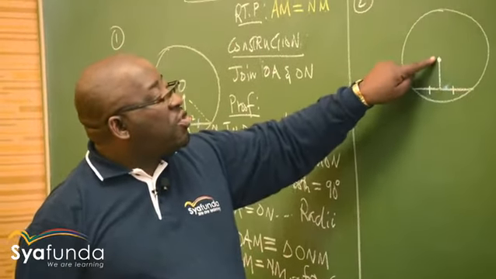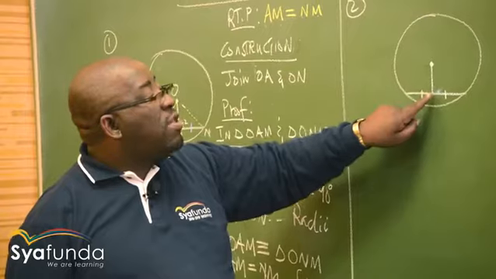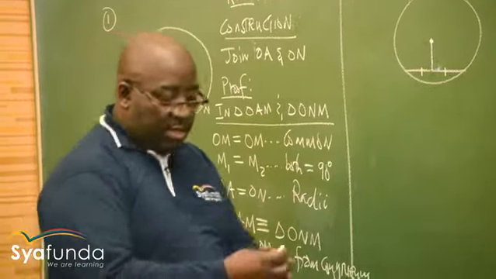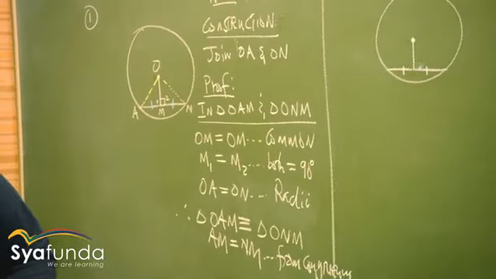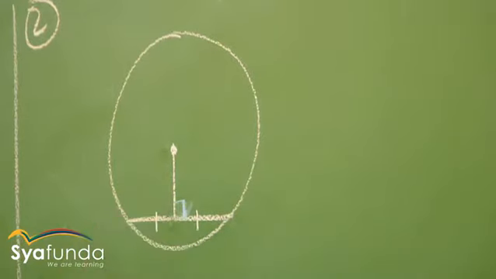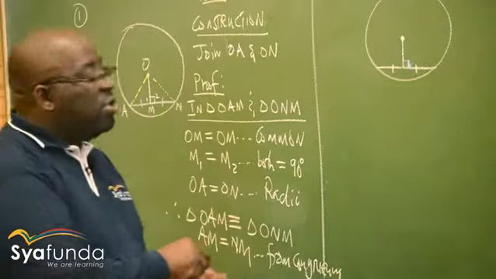So a line that is drawn from the center of a circle to the midpoint of a chord is perpendicular to the chord. We want to prove that this angle there is 90 degrees. That's what we want to prove. We want to show that this angle here is 90 degrees. You do the same thing.